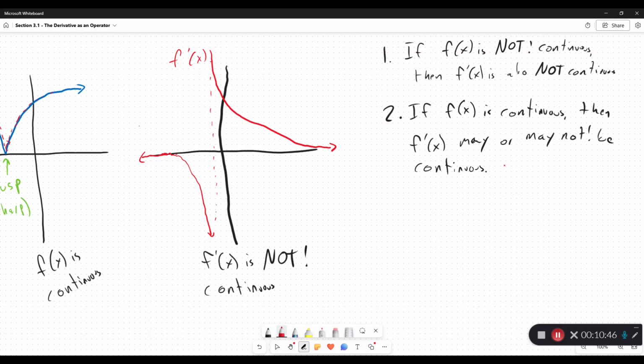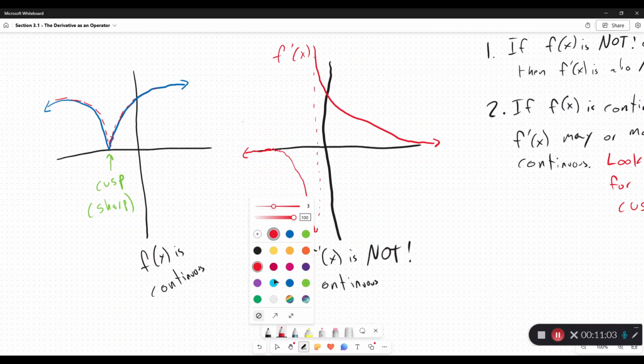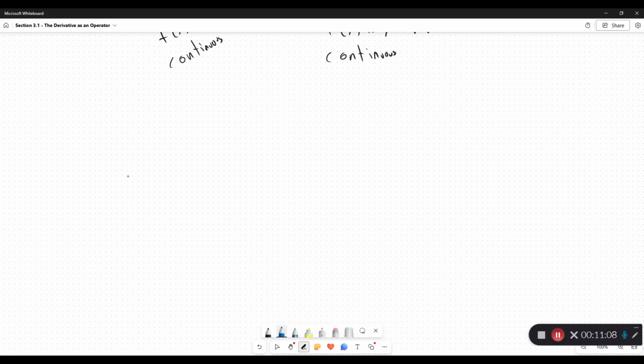So what do we need to be on the lookout for? Look out for sharpness, aka look out for these cusps. Okay? And again, what is a cusp? A cusp is a very firm point. So one of the more interesting graphs that is not what we call differentiably continuous, we have f of x equals the absolute value of x, or you can think about it as the square root of x squared.